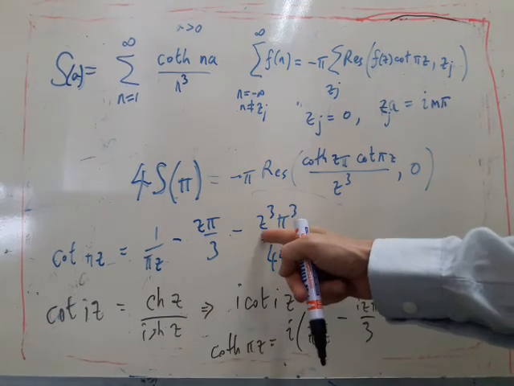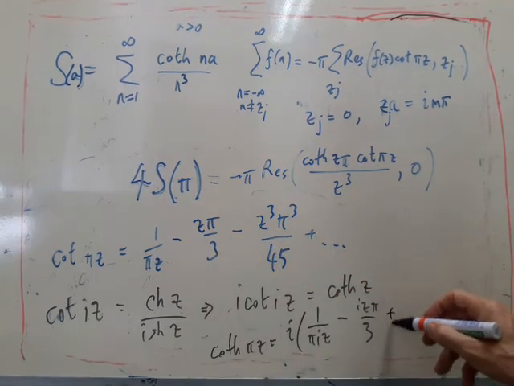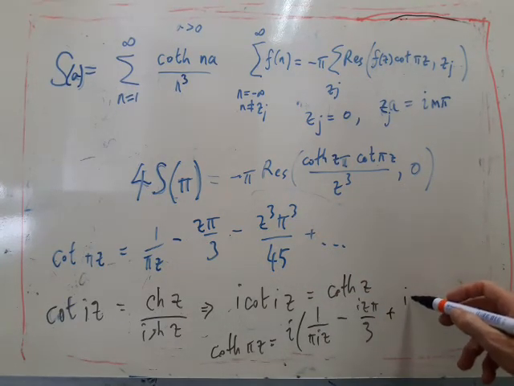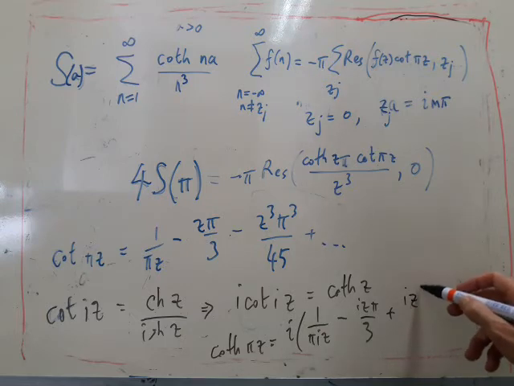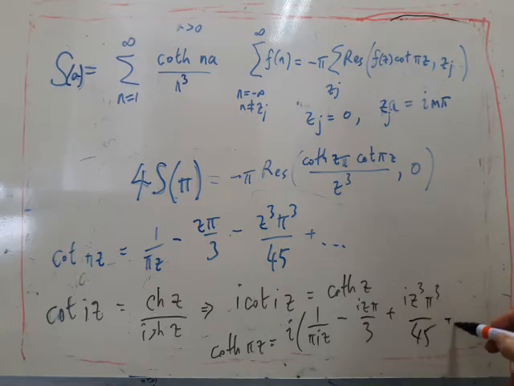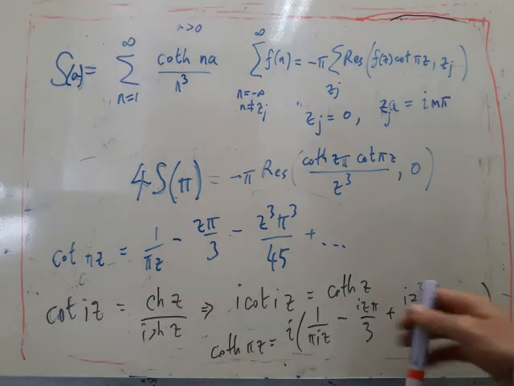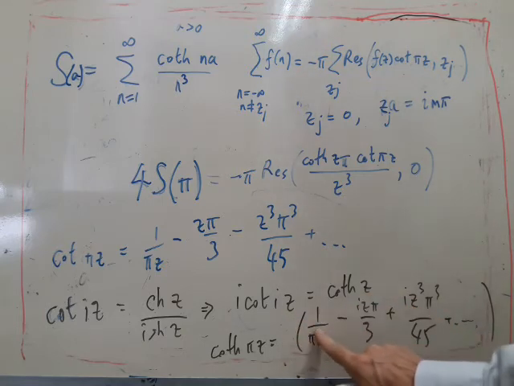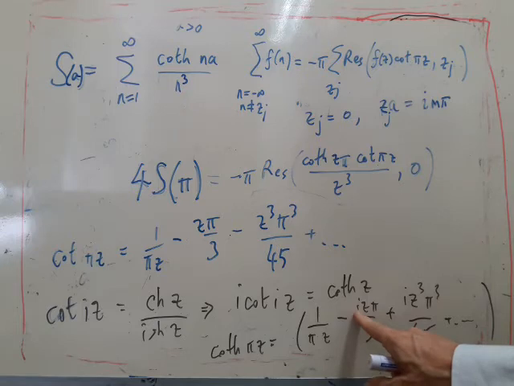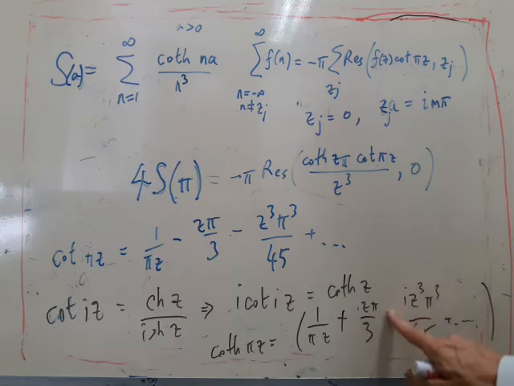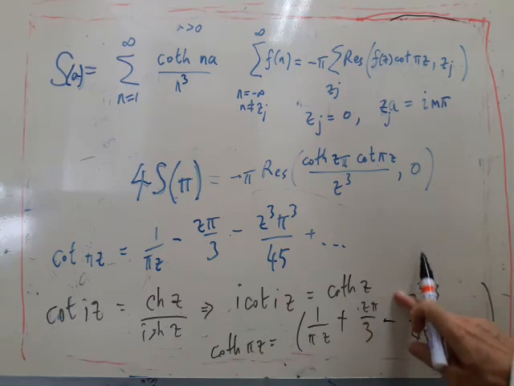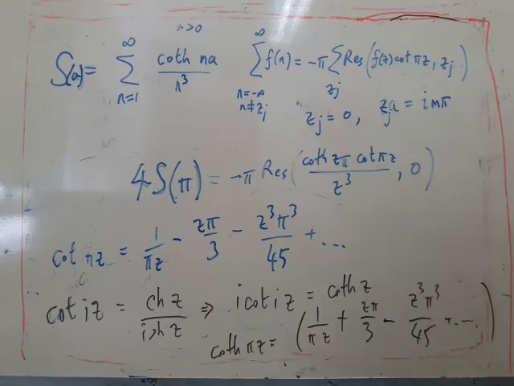And I've got i cubed here, so I'll just change that to a plus sign. Get i times, and so on. So multiplying through by the i to get rid of this i. This i gives me i squared, gives it a plus sign here. And this i gives me a minus sign. And multiply through. So that's the series for coth pi z.